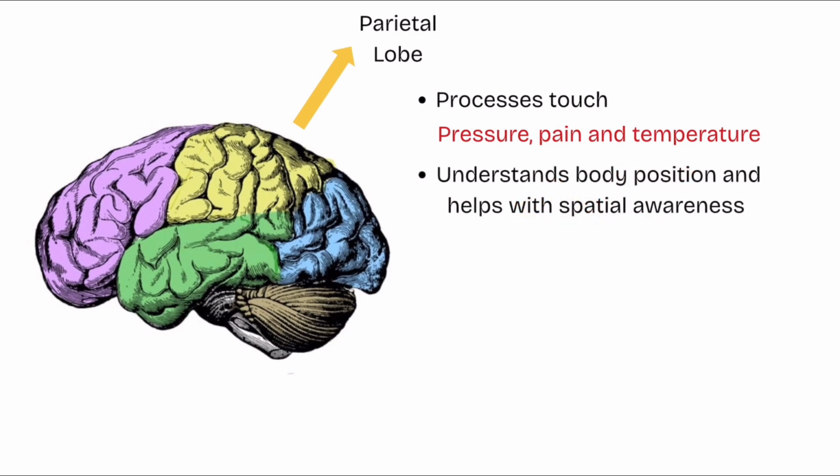Also, it understands body position and helps with spatial awareness. For example, you can touch your nose with your eyes closed. Why? Because the parietal lobe knows where the nose is and knows where the hand is, sends information to the frontal lobe, then we move our hand consciously to our nose.